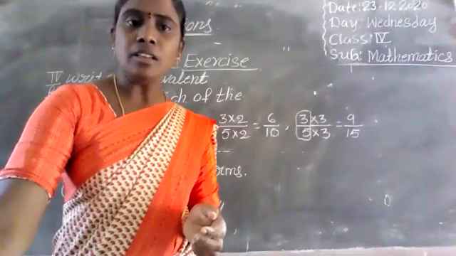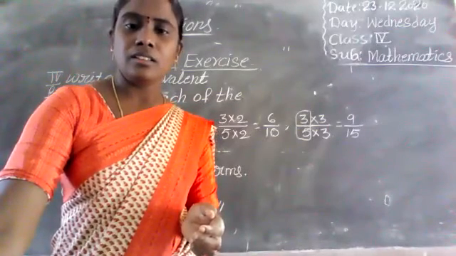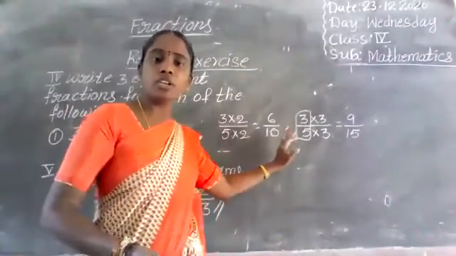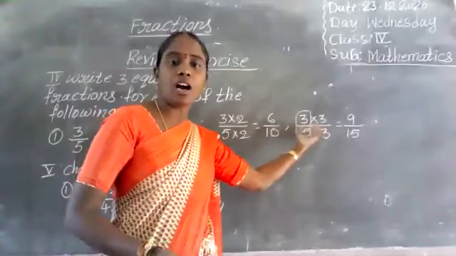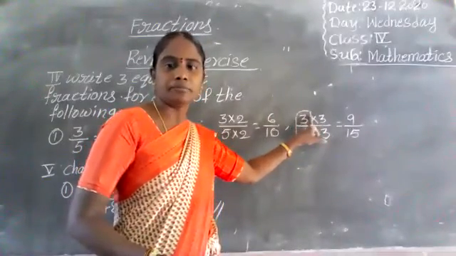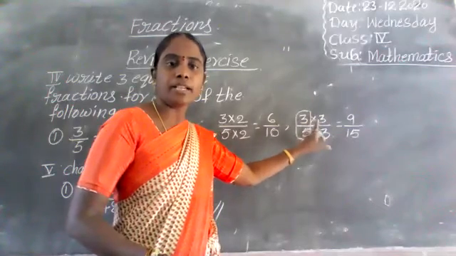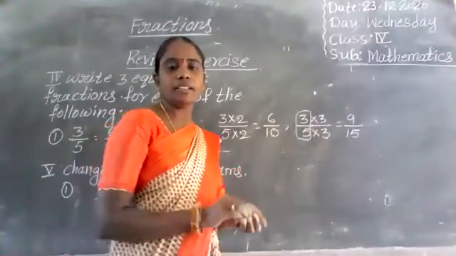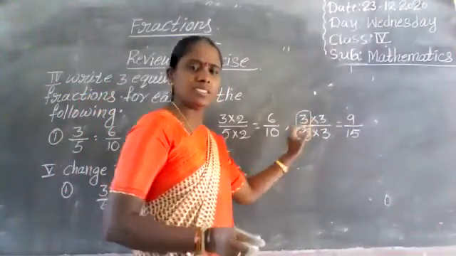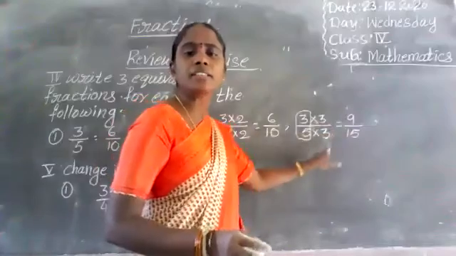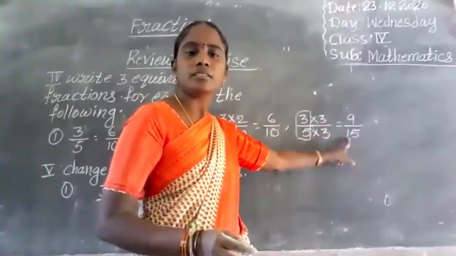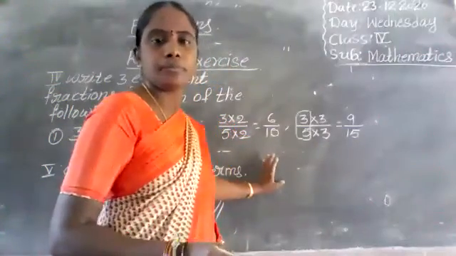Teacher, how did 9 by 15 come, teacher? First 9 by 15: you just multiply by 3. By 3 you can find the denominator. 3 threes are 9, 5 threes are 15, so 9 by 15. Okay, teacher. Next. Okay, teacher.